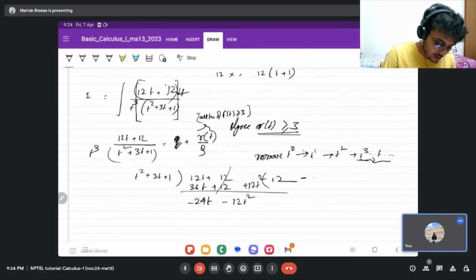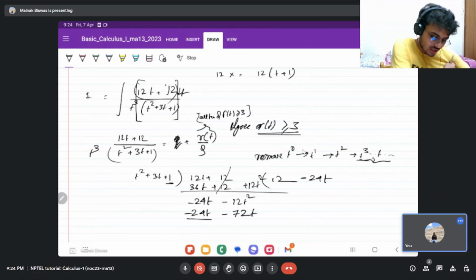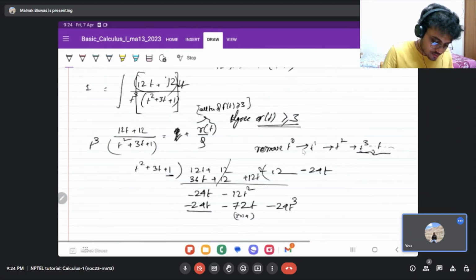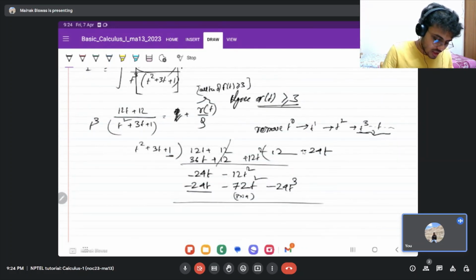I'll again subtract 24t. If I write 24t over here, this 1 becomes 24t, your 3t becomes 72, as I can see, it's 3 into 24, and your t square becomes a negative of 24t cube. So you see, this 2 will cancel, this becomes 60t square plus 24t cube. Now you want to remove the t square term. How do you remove it?